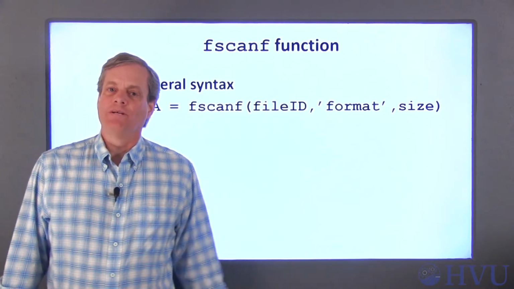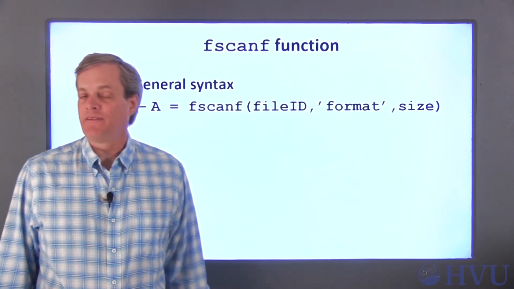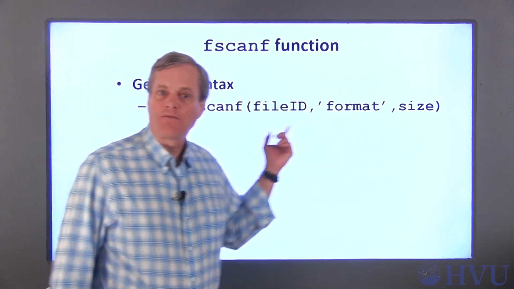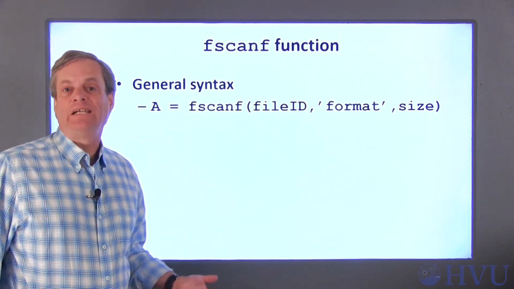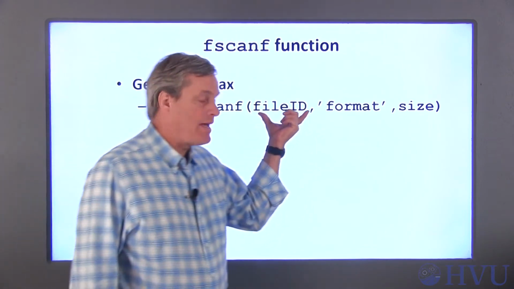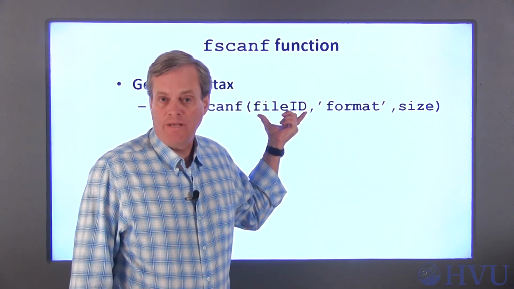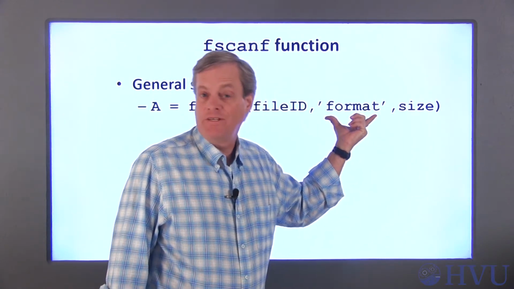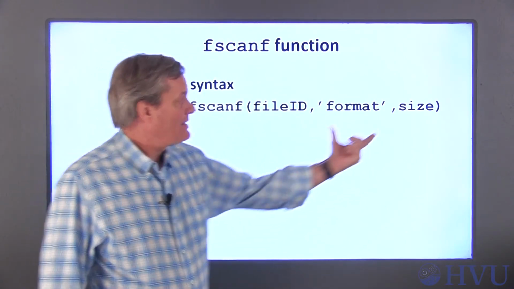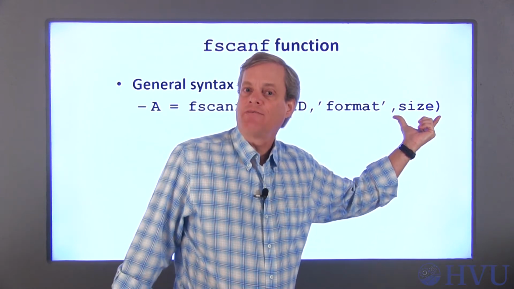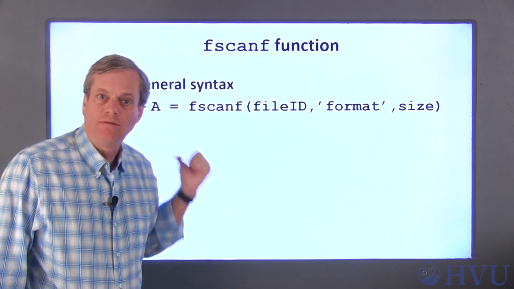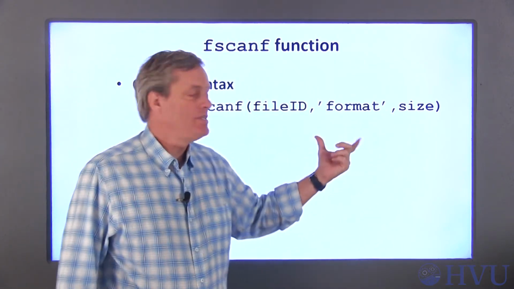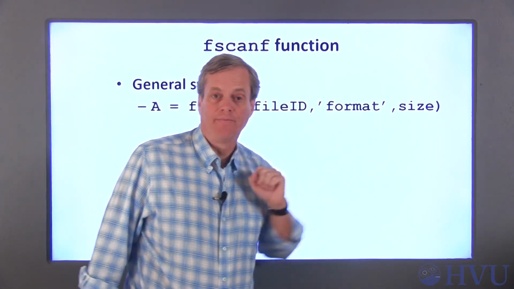Before I do an example demonstration, I want to talk a little bit about the Scanf function. This is typical syntax for the Scanf function. The function will accept three arguments: a file identifier, which you get from the fopen command, a string containing formatting information for the data that are being read, and a scalar or array giving the dimensions of the output. This function returns an array of the specified size whose data have the specified format.